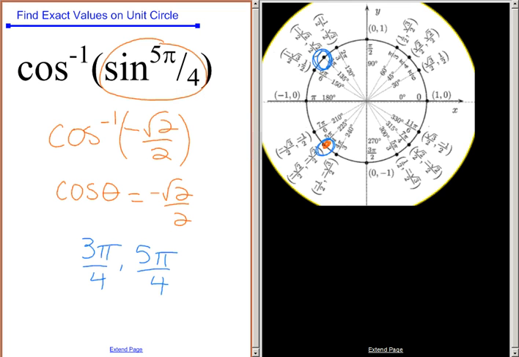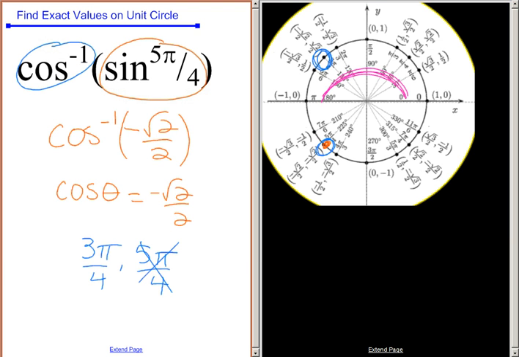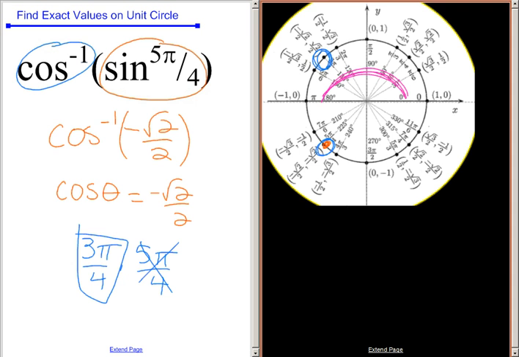Now I have to look at restricted intervals, and I have a cosine function in this problem and a sine function in this problem. People sometimes wonder which restricted interval to use. The negative 1 is above the cosine up here, so you're going to use cosine's restricted intervals. Cosine can have answers between here and here, which means that the 3 pi over 4 is going to stay, and the 5 pi over 4 has to get crossed off. Okay, and let's see where we're at here.